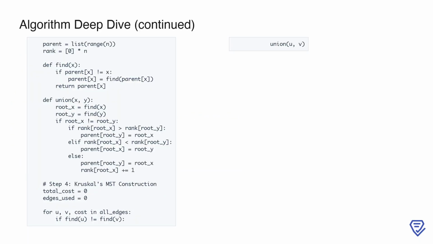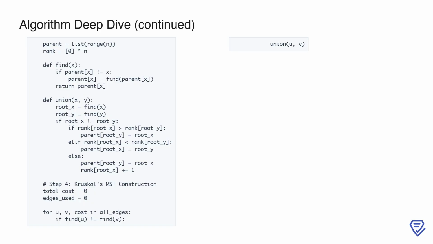After initializing the union-find data structure, we define the find function to locate the root of a given node. Path compression is applied during this process to flatten the structure of the tree, which accelerates future operations. The union function merges two components by connecting their roots, using the rank to decide which root becomes the parent. If the ranks are equal, one root is arbitrarily chosen as the parent, and its rank is incremented.